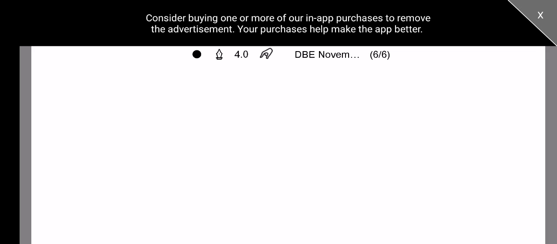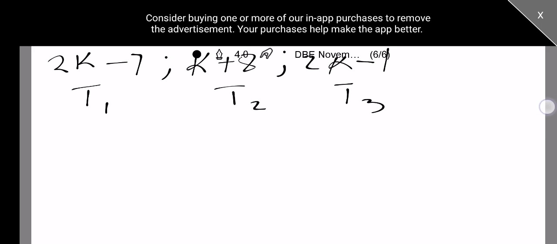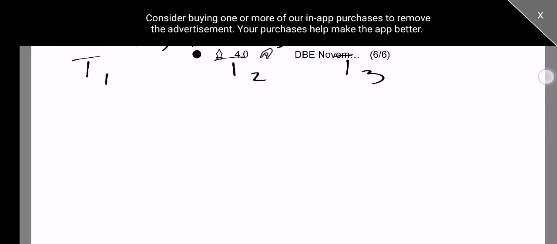Now we have 2k minus 7, k plus 8, and 2k minus 1. This is the first term, the second term, and the third term. Remember, this is an arithmetic sequence.